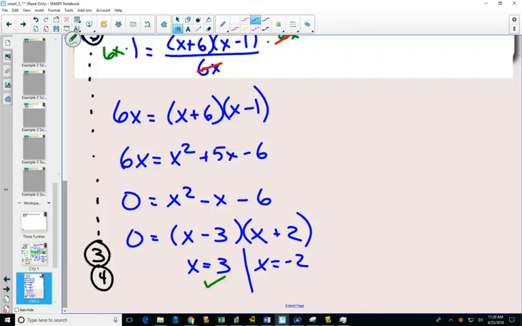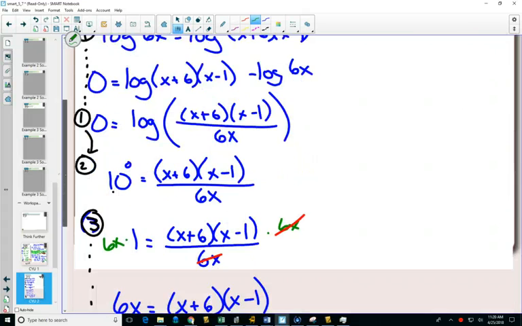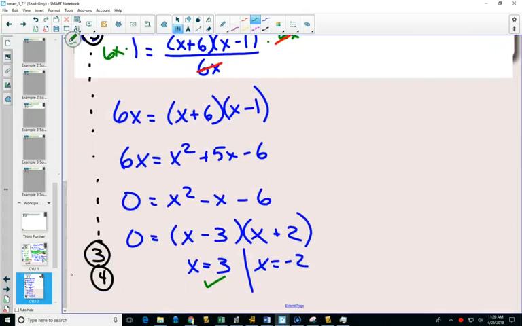Now I have to check negative 2. Negative 2 times 6, negative 12, that's bad. I don't even have to check the other ones. As soon as you get a negative inside of a logarithm once, that answer is going to be extraneous. So now we've solved this completely.